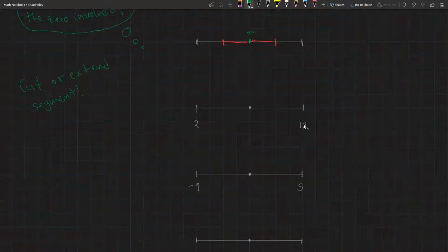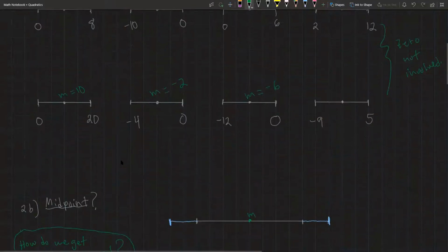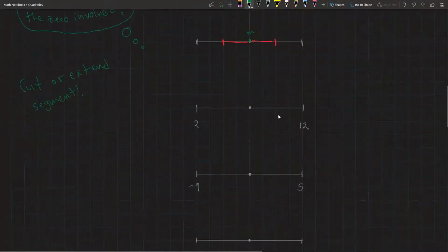The question is 2 and 12. Remember, what made the previous 6 examples really easy is that there was a 0 involved. And my question is, how do we get a 0 involved in this number line? Where is the 0? Visualize where on this number line, if we have the option to extend or cut, would the 0 be located? Is it inside of the number line or is it outside of the number line? Meaning we would have to extend that number line.